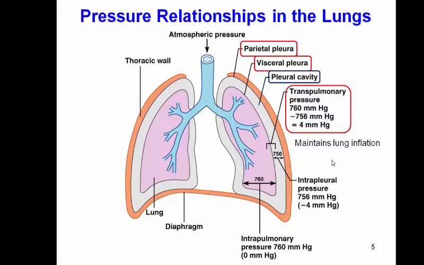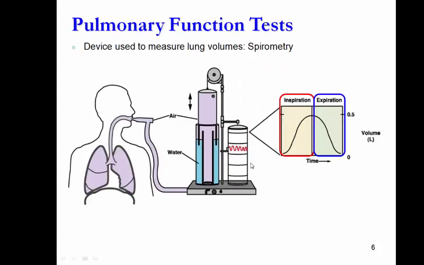Because of this vacuum, it will always provide a force that will pull the lung out towards the parietal pleura. Without this pressure, the lungs would essentially collapse. Now, what's very important is that we have a way to measure these lung volumes as they change, which indirectly is a reflection of the muscular capability to manipulate those volumes, and that's what's used with spirometry.